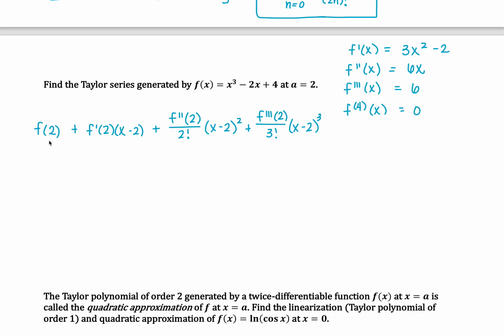So when x is 2, we have 2 cubed minus 2 times 2 plus 4. So 2 cubed is 8. 2 times 2 is 4. So we have 8 minus 4 plus 4. So that's just 8.